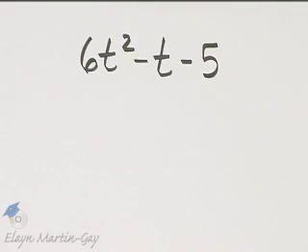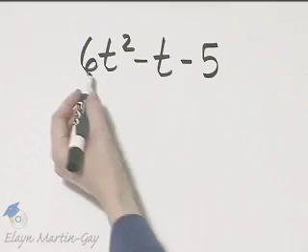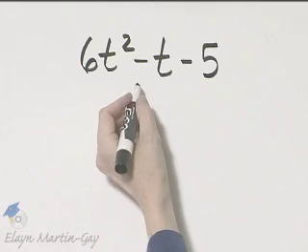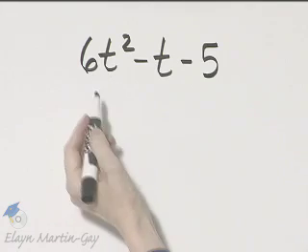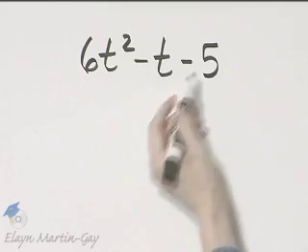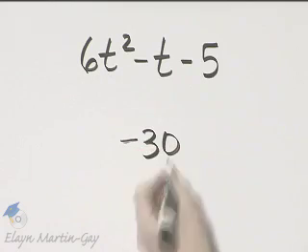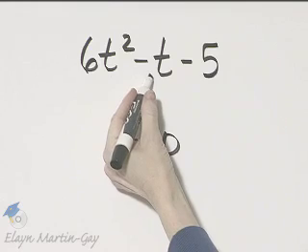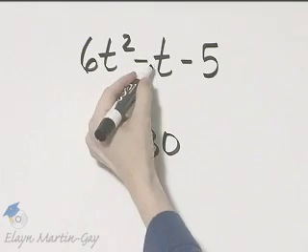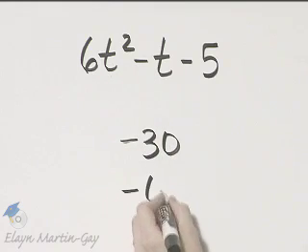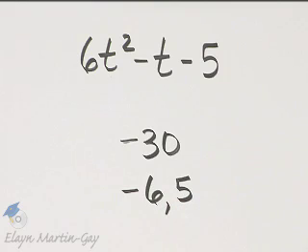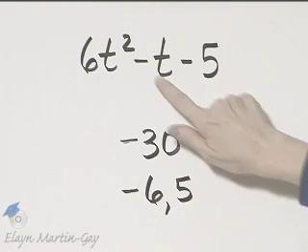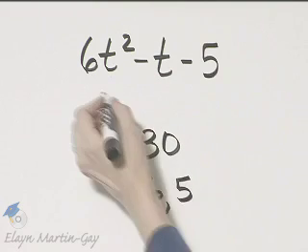Let's now factor by grouping or the AC method. No common factor. I'm looking for two numbers whose product is 6 times -5, whose product is -30, and whose sum is -1, this coefficient. Product -30, sum -1, that would be -6 and 5. Correct product, correct sum.